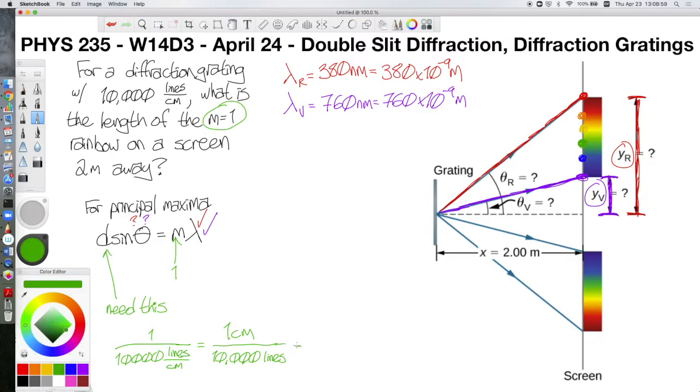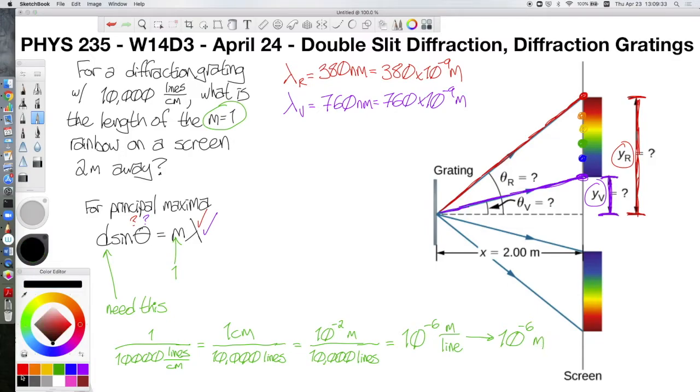And just to put this in meters now, that's 10 to the negative 2 meters divided by 10,000 lines, which gives us a value of 10 to the negative 6th meters per line. And line isn't a real unit. It's just there to help us think through our unit cancellation. So we would just say the spacing between the slits is 10 to the negative 6th meters.